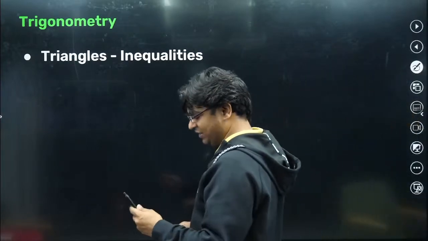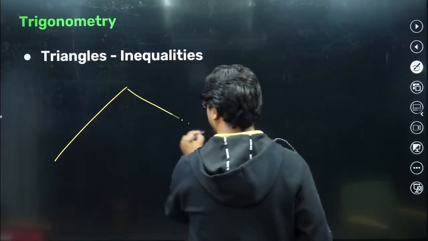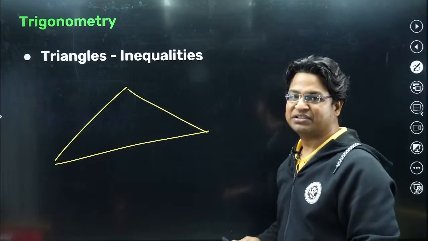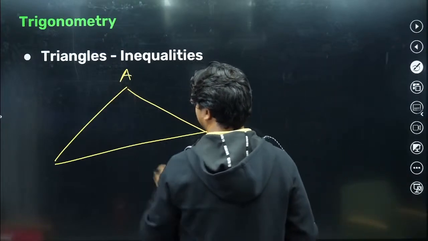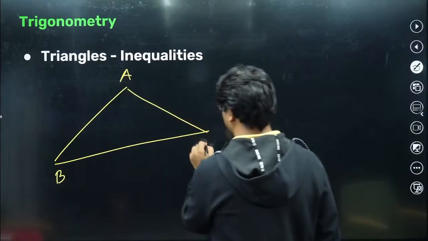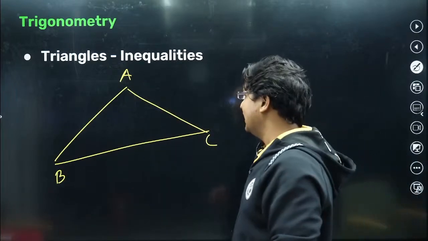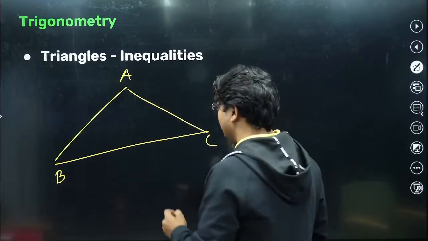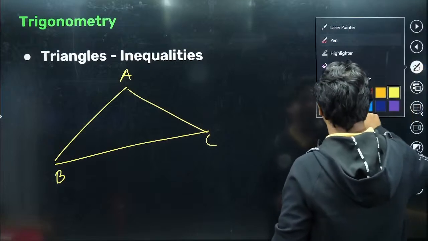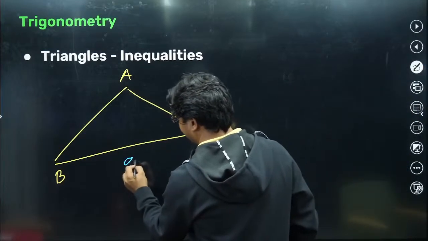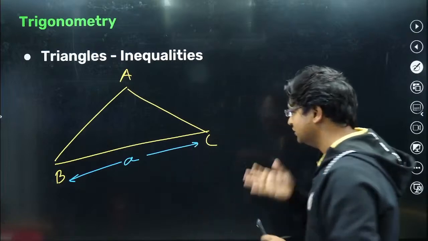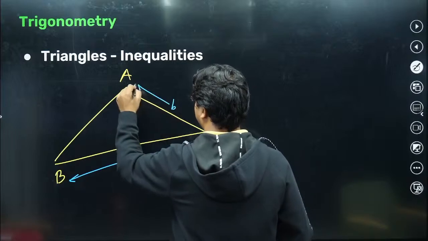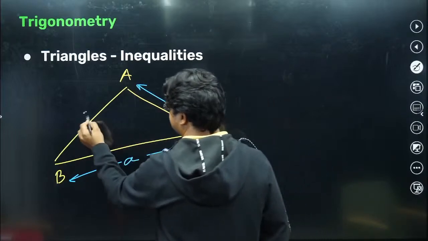Now let's talk about triangles again, a very essential part. When we make any triangle, we generally use capital alphabets to name the vertices. For example, we can call this vertex A, this vertex B, and this vertex C. And the side opposite to vertex A is given the name of small a. So this BC side will be written with small a. So small a will indicate the length of the side which is opposite to vertex A. Similarly, this would become small b because it is opposite to angle B, and this would become small c.